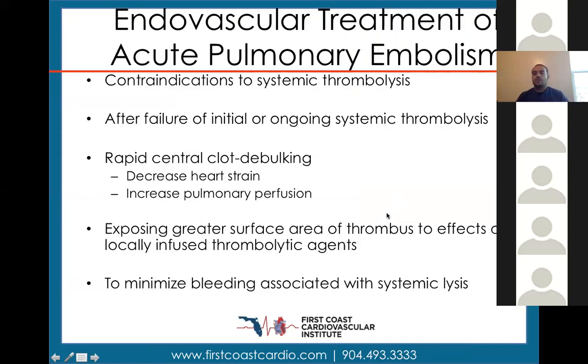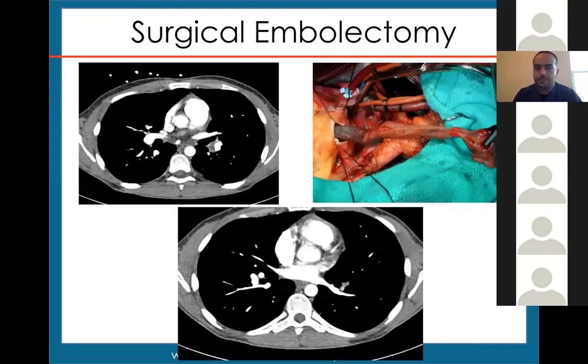So what are the endovascular treatments of patients with acute PE, and when do we use them? If there's a contraindication for systemic thrombolysis, after failure of initial or ongoing thrombolytic therapy, so you give lytics and the patient keeps decompensating. If you're looking for rapid central clot debulking, you want to decrease heart strain or increase the pulmonary perfusion. If you want to expose more surface area of the thrombus to the effect of the local agents, and if you want to minimize bleeding associated with systemic lysis.